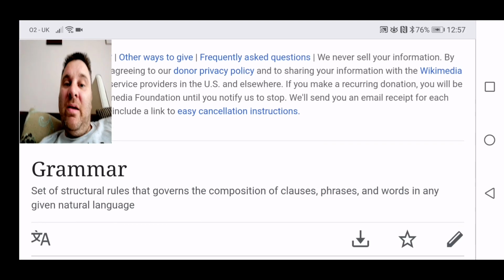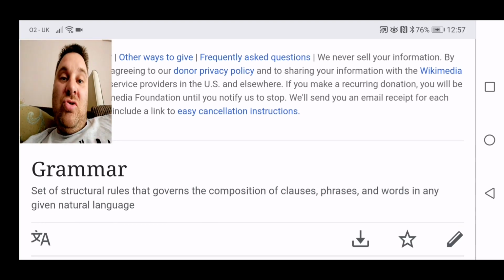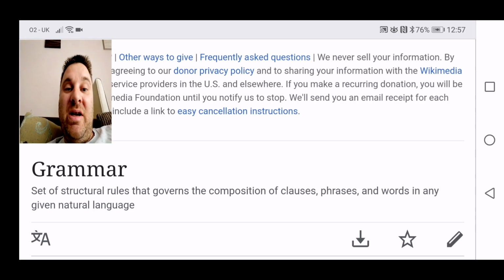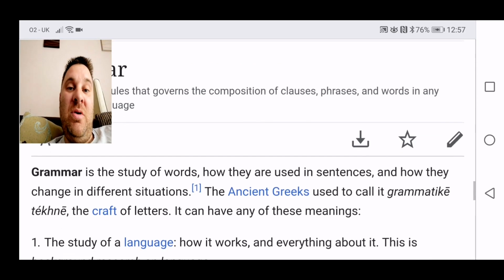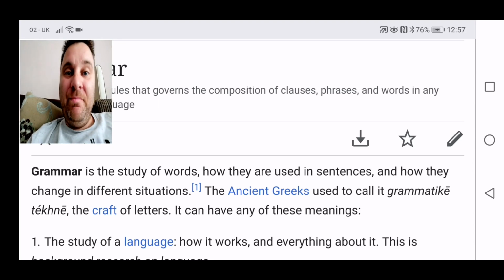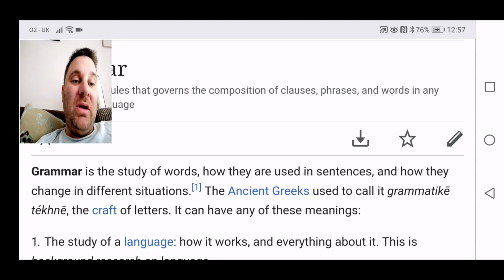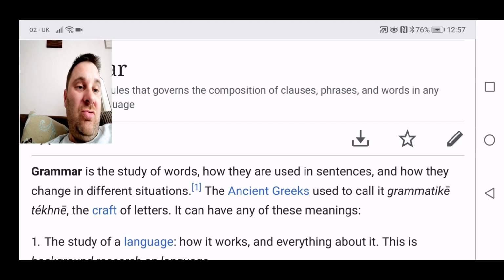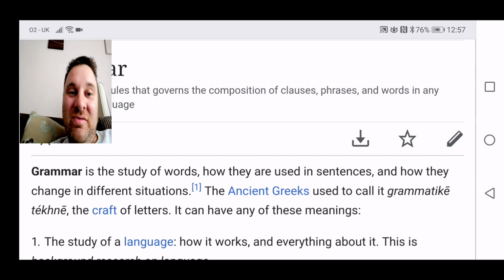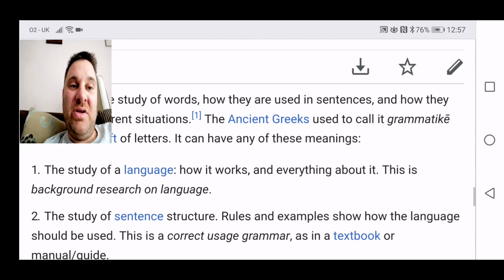Thank you very much. Grammar is a set of structural rules that governs the composition of clauses, phrases, and words in any given natural language. We know what grammar is. It's the study of words, how they are used in sentences, how they change in different situations. Ancient Greeks used to call it grammatike techne or something. Oh, I can't read that. The craft of letters. It can have any of these meanings. Study of a language, how it works, and everything about it.